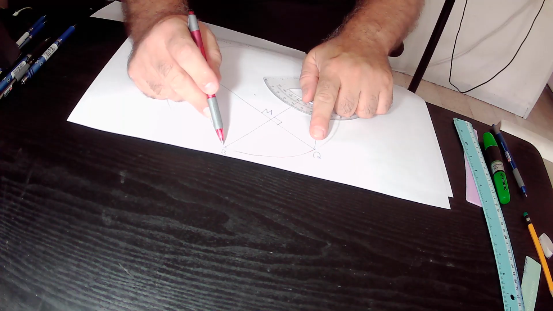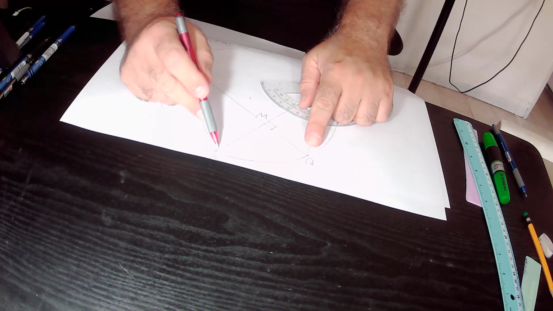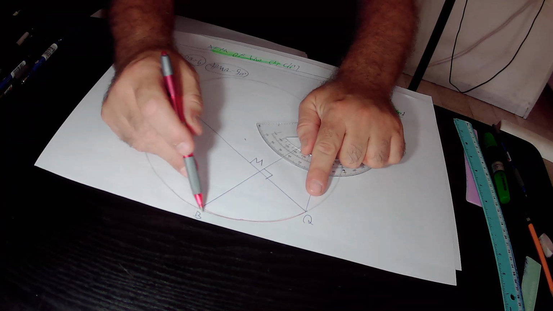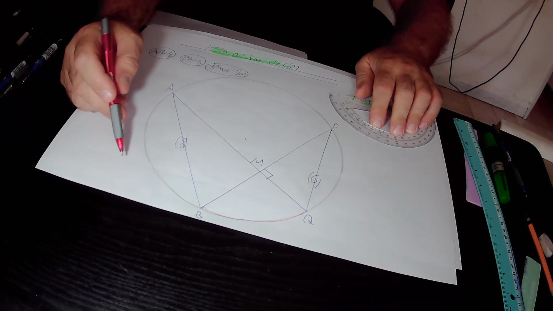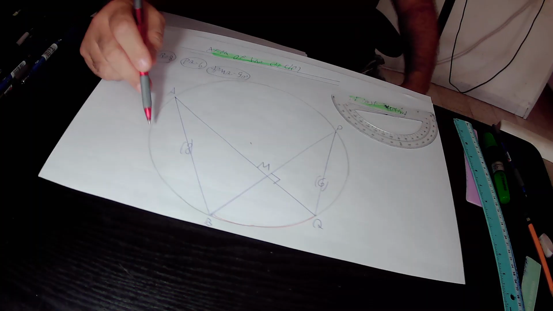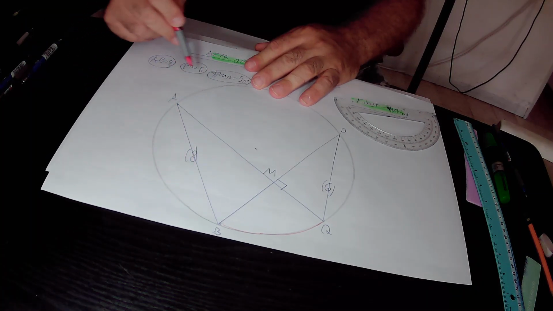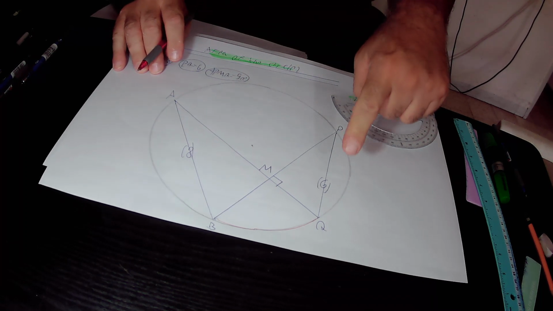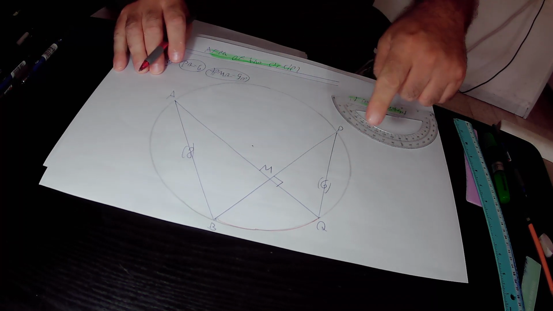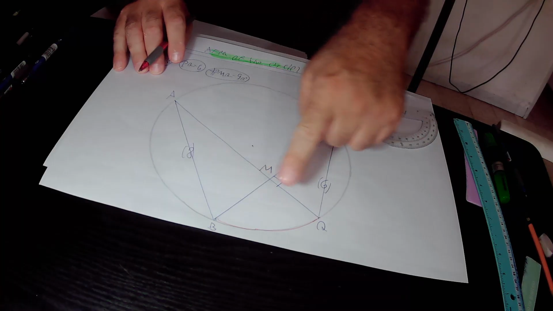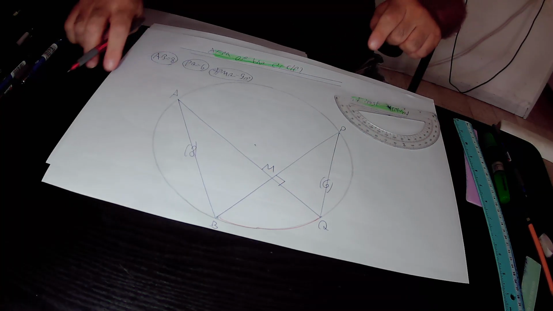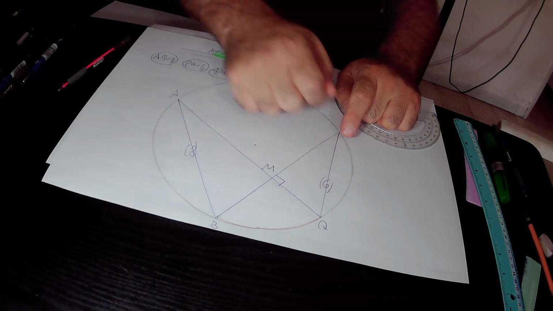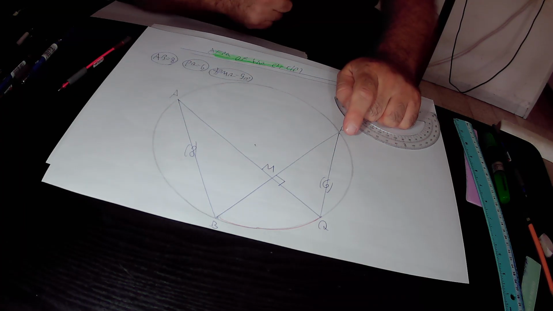The red curve is arc BQ. This is arc BQ. And this is peripheral angle BAQ that subtends arc BQ. Likewise, this is peripheral angle QPB that also subtends the same arc BQ. Because those two peripheral angles subtend the same arc BQ, they must be equal to each other in their sizes.